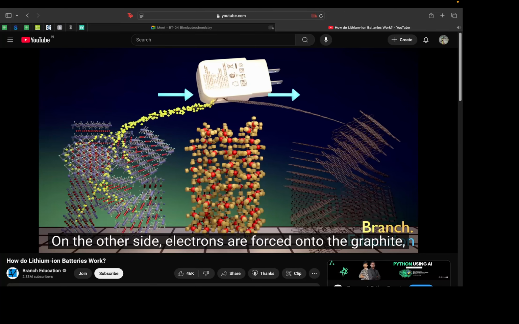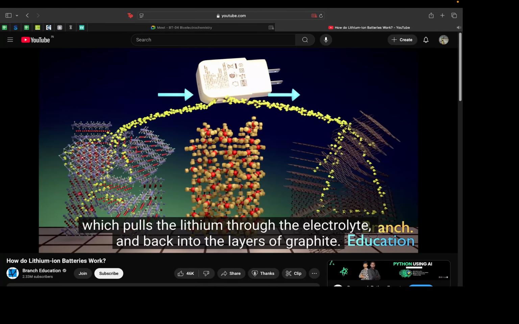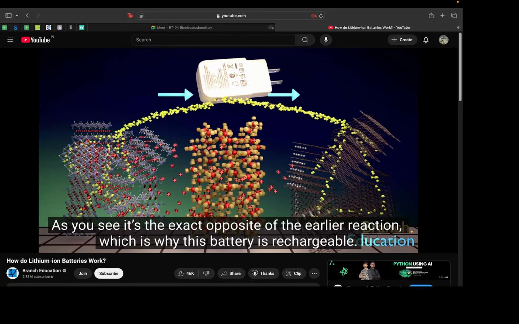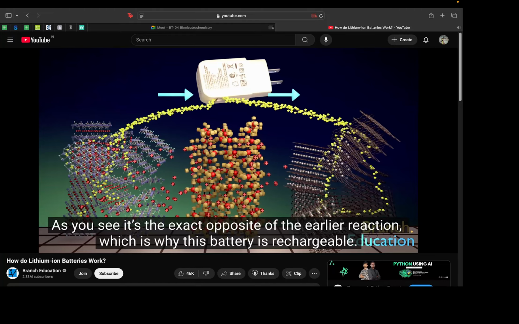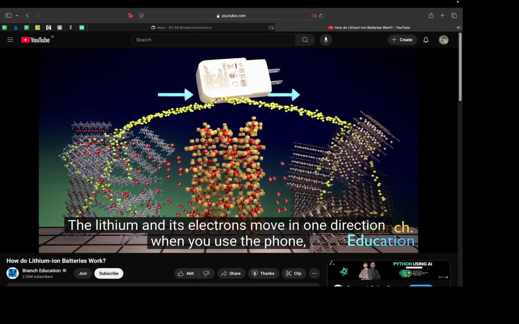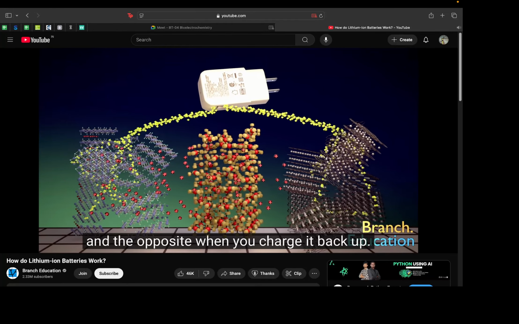On the other side, electrons are forced onto the graphite, which pulls the lithium through the electrolyte and back into the layers of graphite. As you see, it's the exact opposite of the earlier reaction, which is why this battery is rechargeable. The lithium and its electrons move in one direction when you use the phone, and the opposite when you charge it back up.